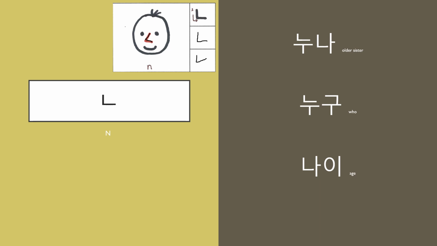Alright, I hope you had some practice. The first word is older sister, and it's pronounced 누나, 누나, 누나. If you're trying to memorize the word, note that it's only meant for males. If you are a girl, there's another word for older sister, and it's 언니. The second word is who, and it's pronounced 누구, 누구, 누구. And the last word is age, it's pronounced 나이, 나이, 나이.